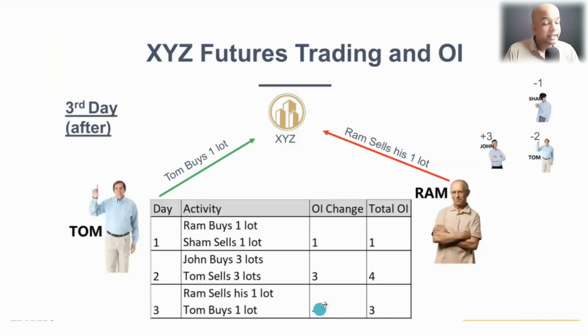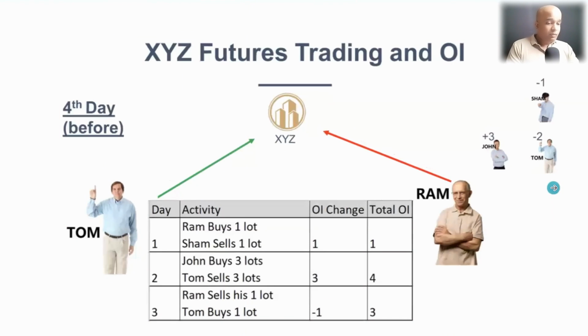So what this indicates is open interest change is -1, because Ram closed his long position and Tom also reduced his short position by 1. So open interest change is -1, and total open interest decreased, from 4 to 3.